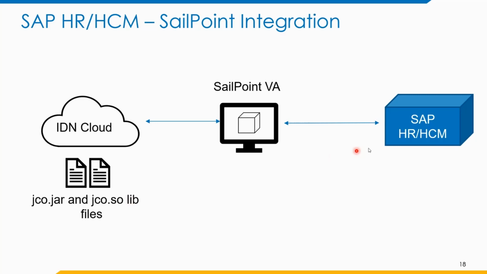In our integration, the SAP HR system is hosted on a Unix or Linux server, so we are using the .so library file. If it were hosted on a Windows server, we would need to use jco.dll files. So this is a high-level architecture where we integrate the SAP HR system to Identity Now cloud.